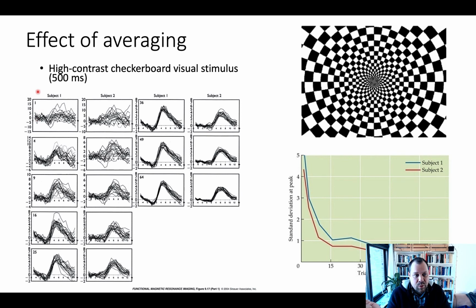If you have just one trial, you can see it's very noisy. You cannot really identify a response, only if you try really hard. At 4 trials already, you can see a response for at least subject 1, but not so much for subject 2. So it depends on the subject a little bit and the variability of their neural responses to the stimuli.